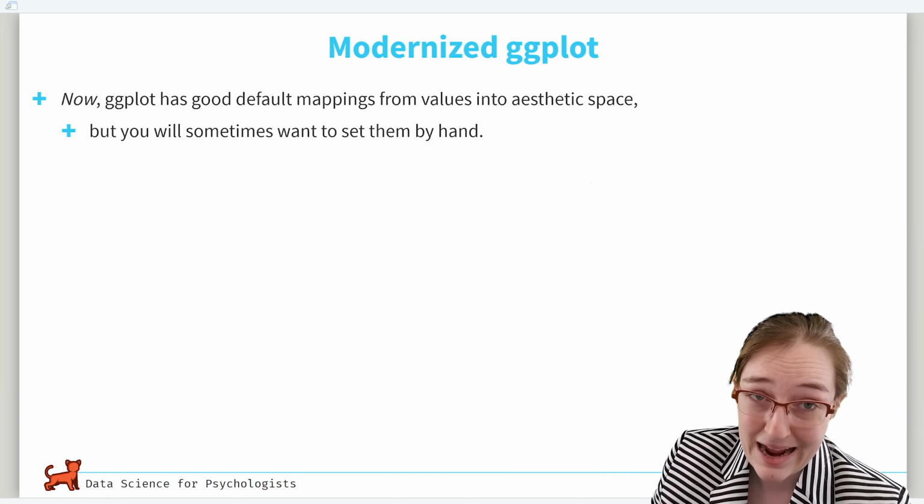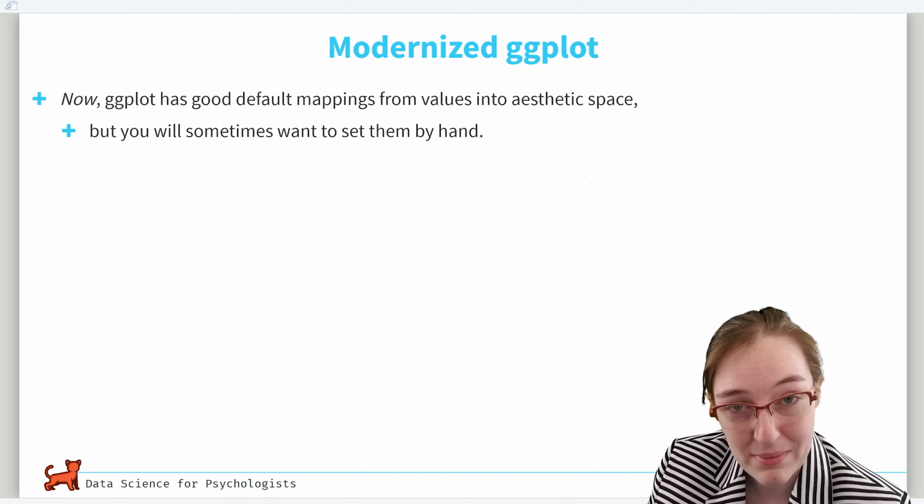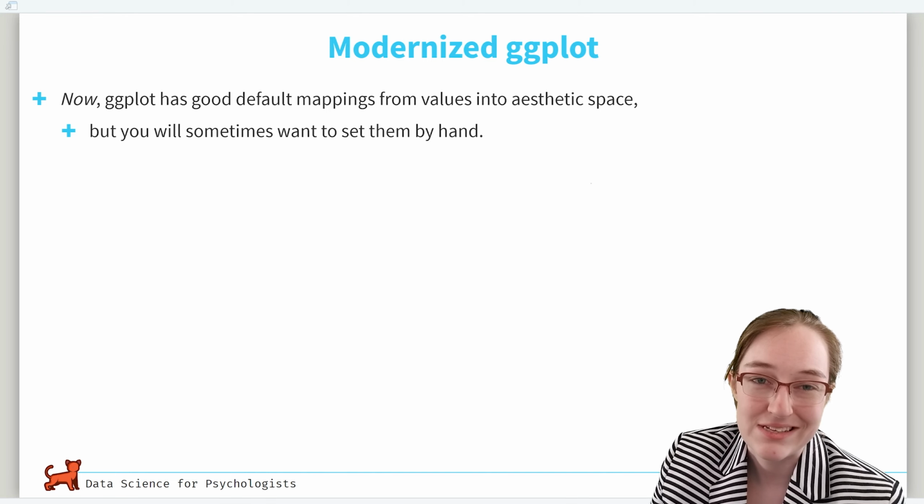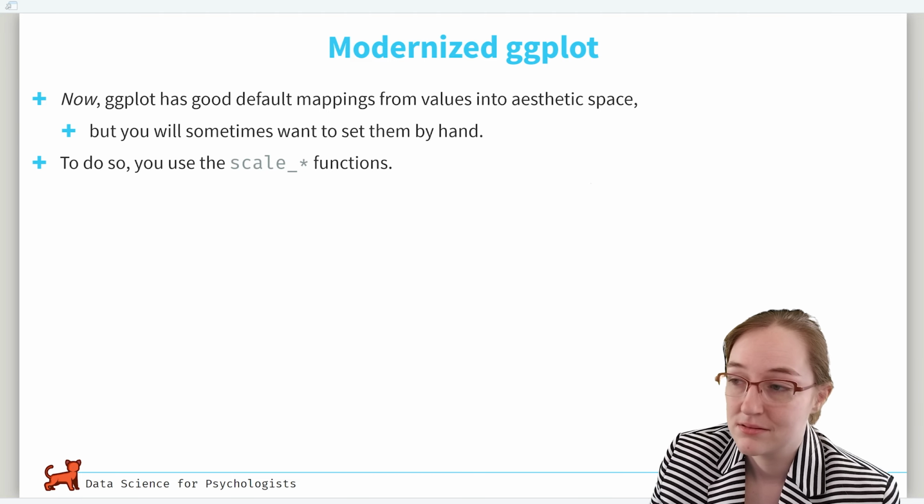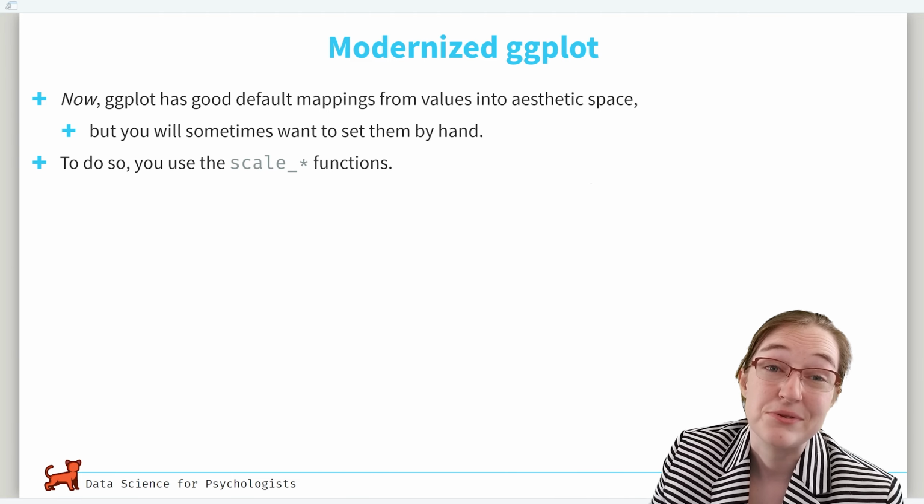So now ggplot has good default mapping for the aesthetic space. But sometimes you'll want to adjust these by hand. So to do so, you can use the scale function.